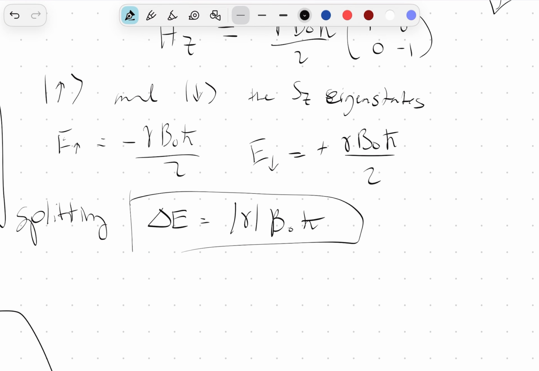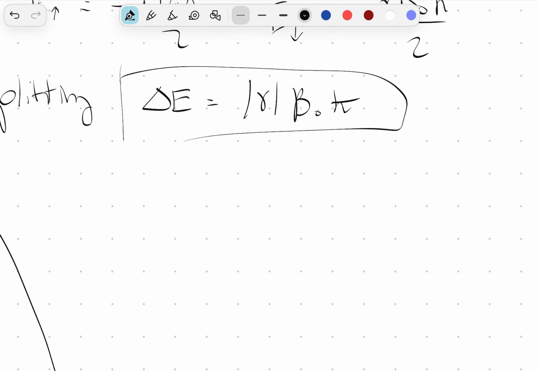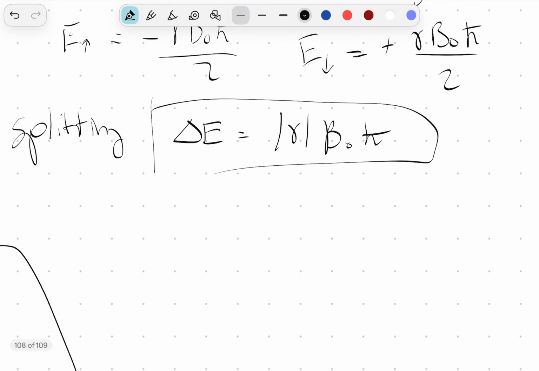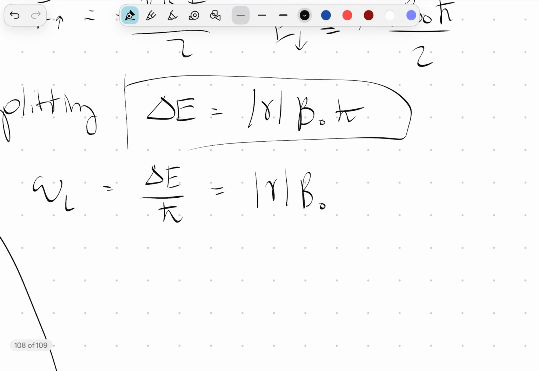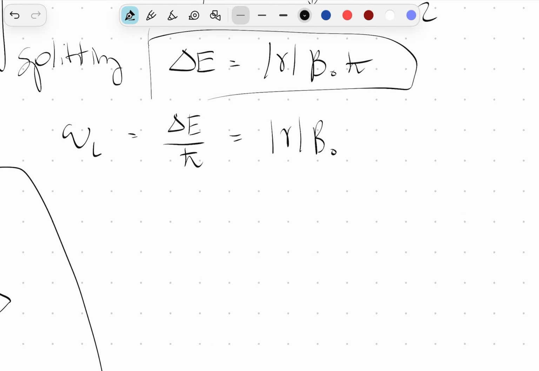So really the transitions between both of these levels are going to be induced by a photon of frequency delta E over H bar, which is the Larmor frequency times B naught, the strength of the magnetic field. And this is what we call the Larmor angular frequency.